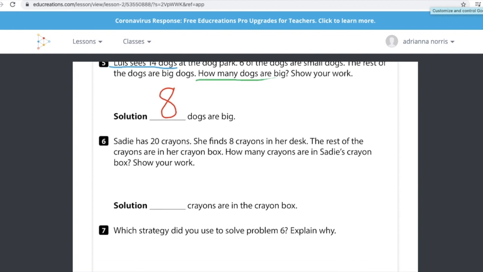All right, number 6. We know this is a word problem, so more than likely we are needing what? Our whole part chart.